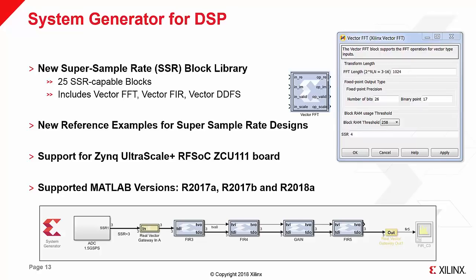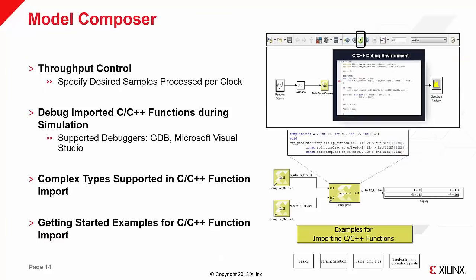We are also introducing new reference examples for the SSR library within System Generator using the new Xilinx SSR block set. Examples include a digital down converter using SSR blocks and an inverse FFT using the vector FFT block. System Generator now supports the Zynq UltraScale Plus RFSoC ZCU111 board and the 3 versions of MATLAB listed here. For more information on Super Sample Rate devices and the new Xilinx SSR block library, please refer to the user guide. Moving on to Model Composer.